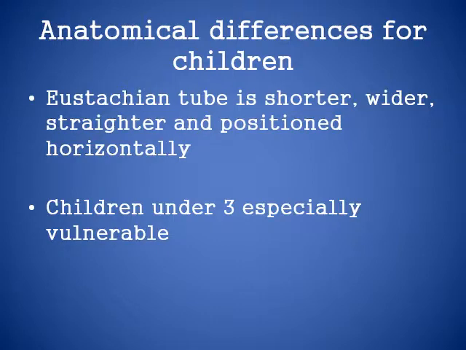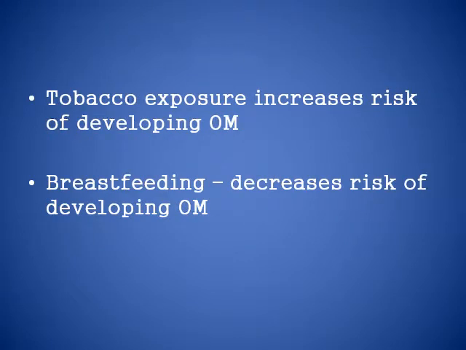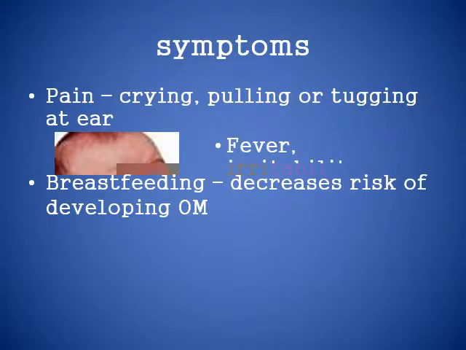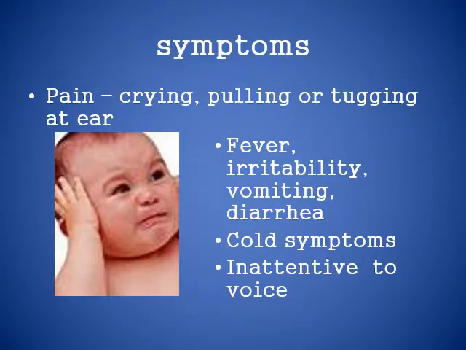So again, children under 3 are a little bit more vulnerable. Their eustachian tubes are shorter, wider, straighter, and positioned more horizontally. As they grow older, it becomes positioned a little bit differently. Tobacco exposure can increase a child's risk for developing otitis media. Breastfeeding decreases the risk, studies have shown. Symptoms: babies will often be pulling at their ears, uncomfortable, irritable. They might have cold symptoms and be inattentive to your voice because their ears are full of fluid.